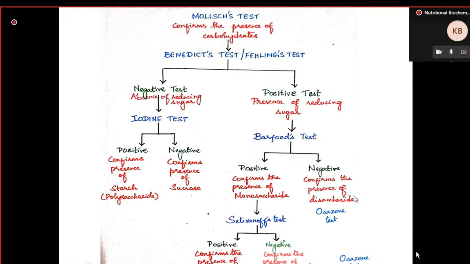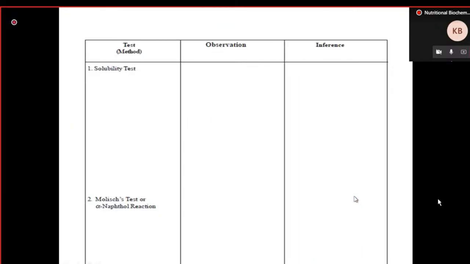I think you have all understood this flow chart. So now when you get a starch or a sucrose, you will diverge from here. You need not do Barfoed's test, Seliwanoff's test, Osazone test, all these are not required. So the data sheet for starch and sucrose will first have Molisch test, followed by Benedict's test, iodine test, then what is the inference and what is the result. Okay, so you will start writing like this for each sugar.